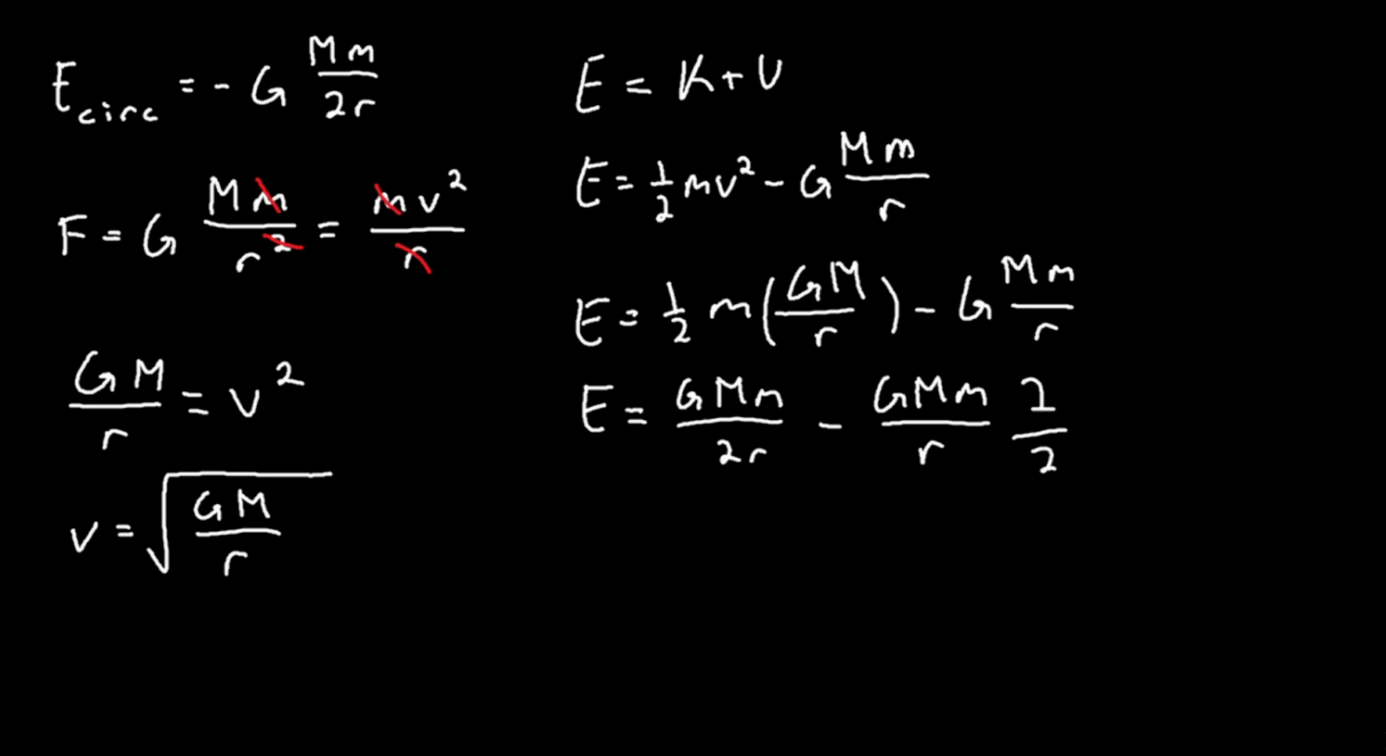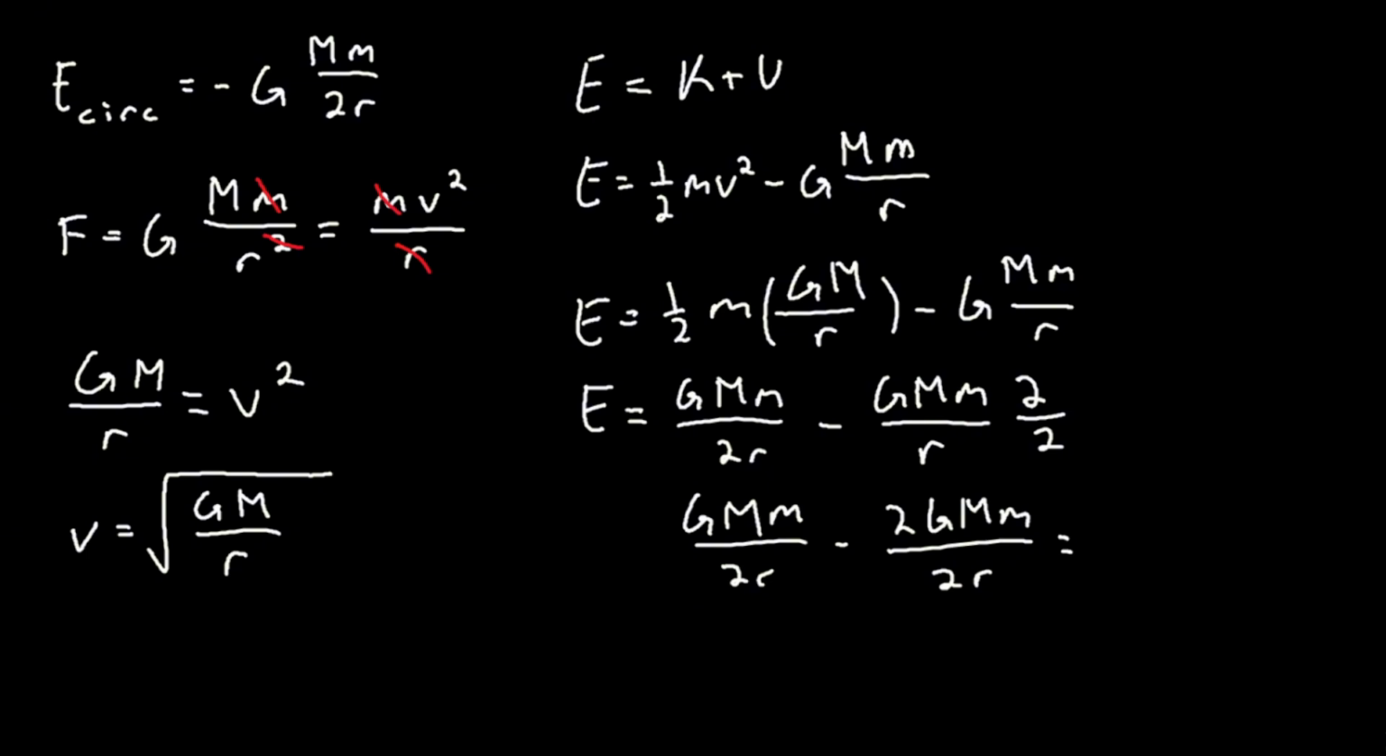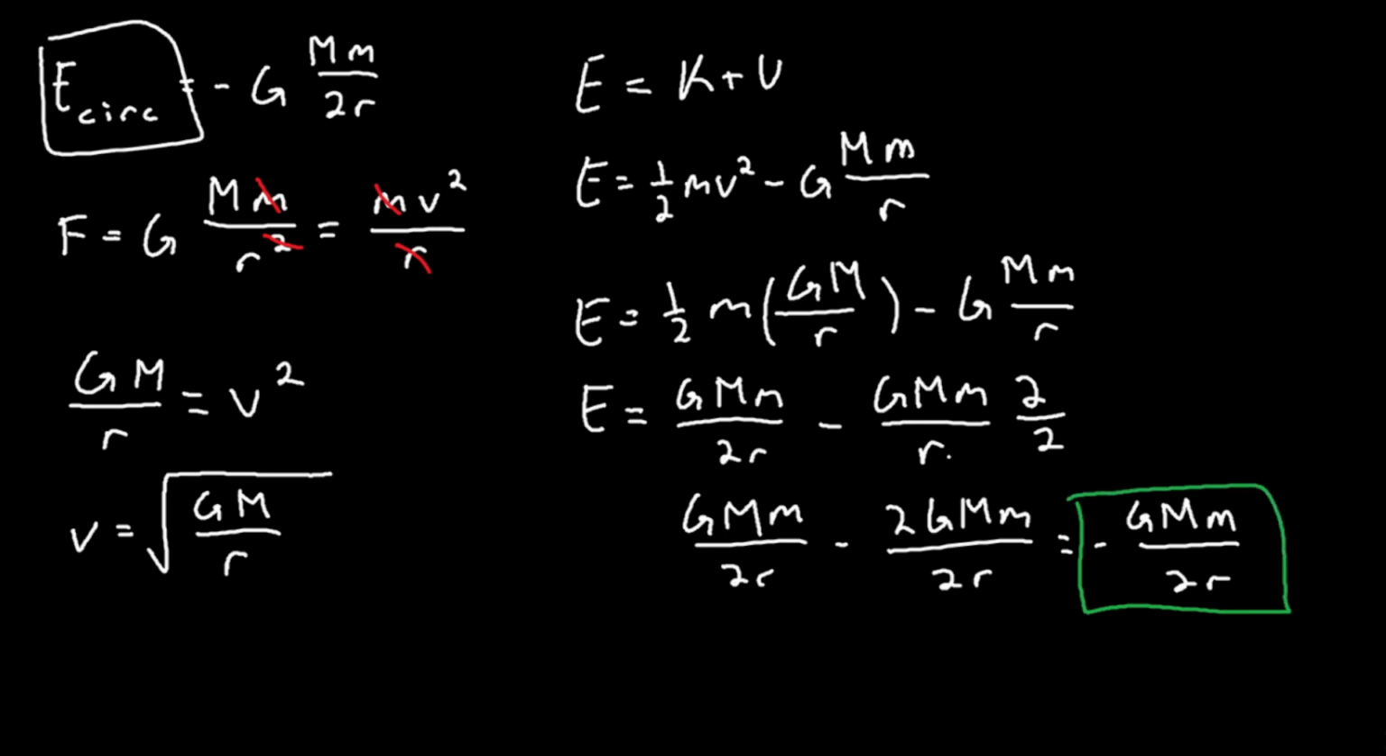Well, if you multiply this by 2 over 2, which is just equal to 1, in doing so, you get the same denominators. So in order to add fractions, you need the same denominator. So you get minus 2G big M little m over 2r. So if you subtract these two from each other, you get the result of negative G big M little m over 2r. And this right here is the formula for your energy of a circular orbit.